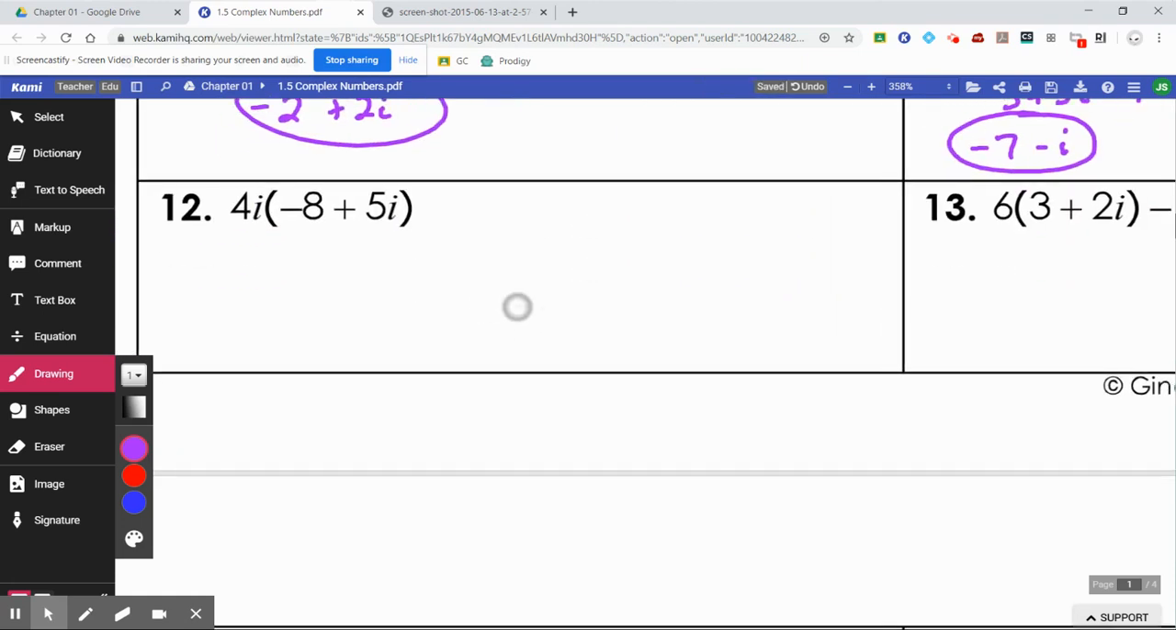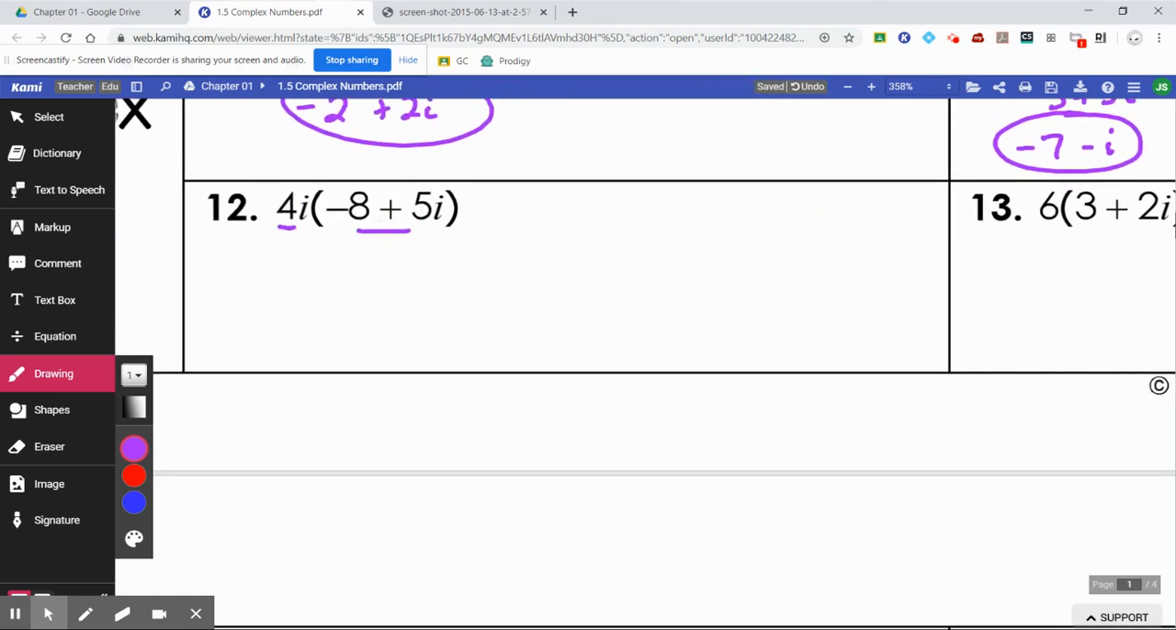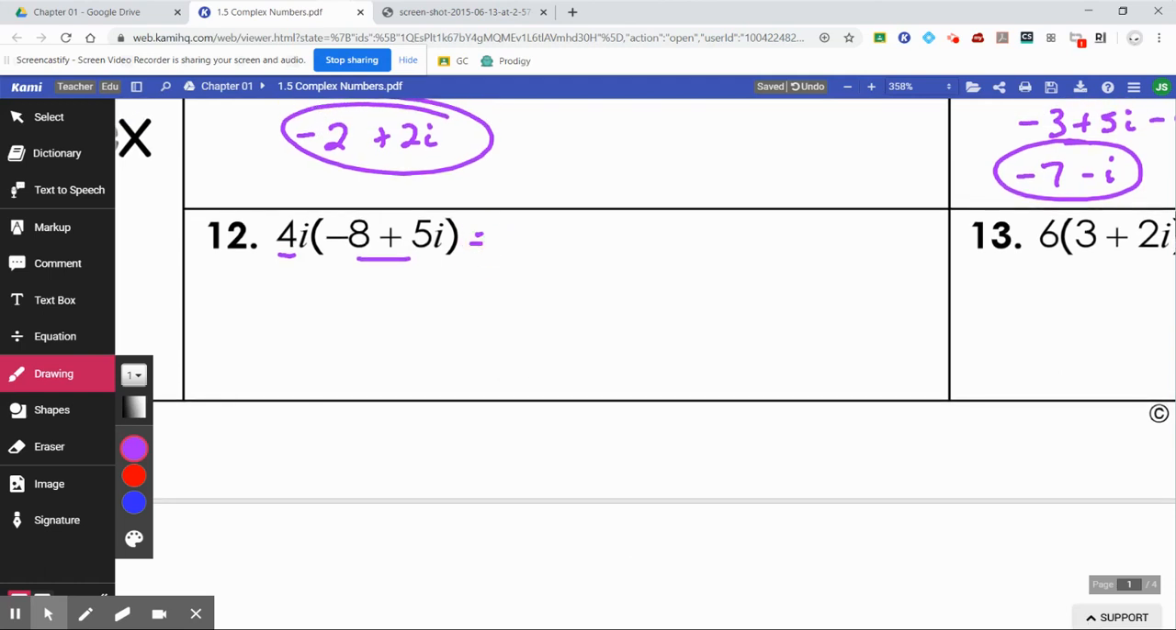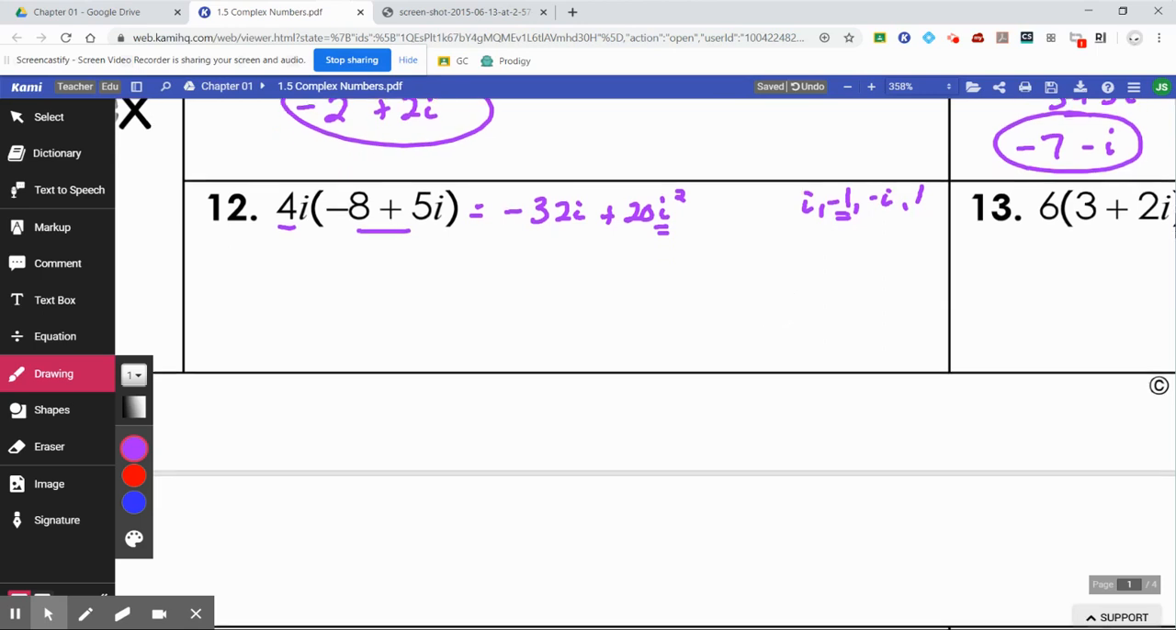Number 12, here you're multiplying. This is pure imaginary times a complex number, so we distribute. 4i times negative 8 is a negative 32i. And then 4i times 5i is a positive 20i squared. Now, this is where your pattern comes into play. i to the first, i to the second, i to the third, i to the fourth. Anytime you have an i to the second or any other power, you're going to replace it with what it's equal to. So therefore, now you have negative 32i. This will be a positive 20 times negative 1, which is a negative 20.